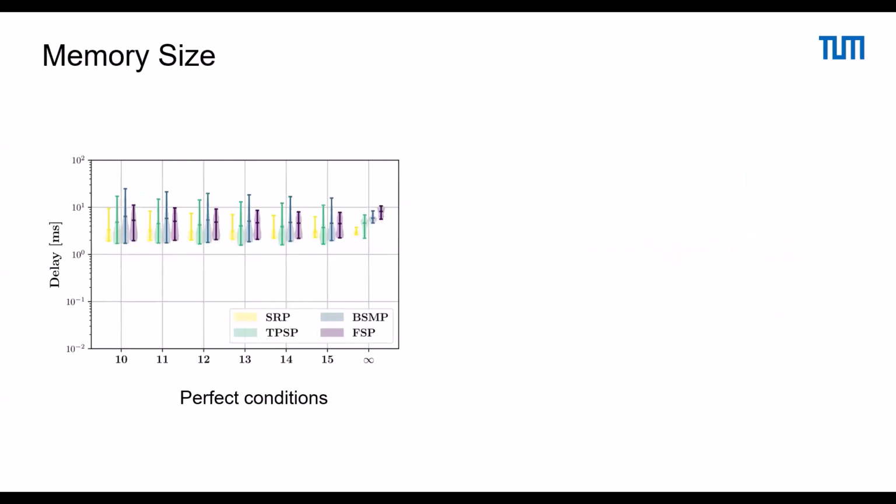Then let's come to the memory size. This is quite interesting. In the perfect conditions, it actually increases the delay. This is basically because we need to handle more qubits at the same time, whereas with the limited memory size we just reduce the number of qubits that we have to address at the same time.